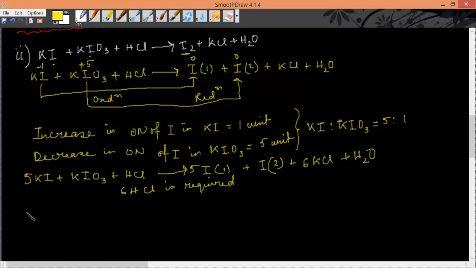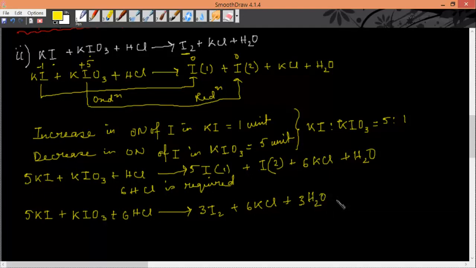So what is the balanced reaction? 5 KI plus KIO3 plus 6 HCl to give I2. These iodines are combined to write 3I2, which is equal to 3 into 2, 6, plus 6 KCl. Now, what is the number of hydrogen here? 6. This will give 3H2O. This is the balanced chemical reaction.